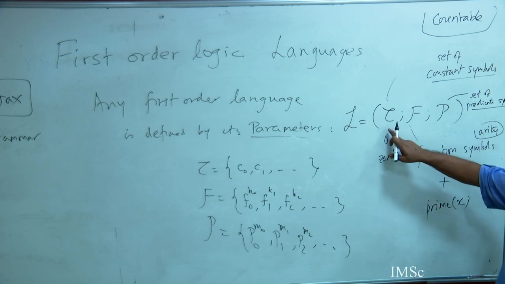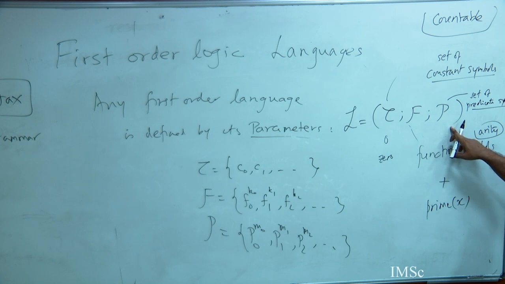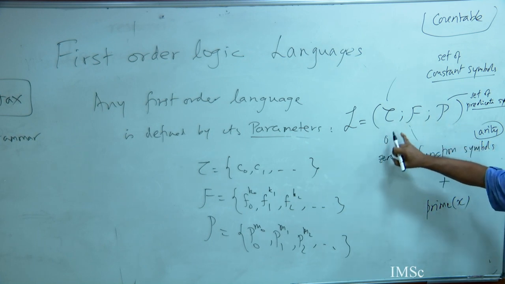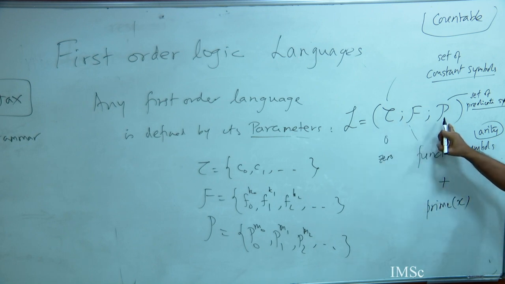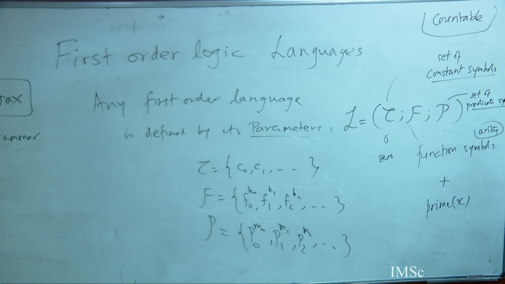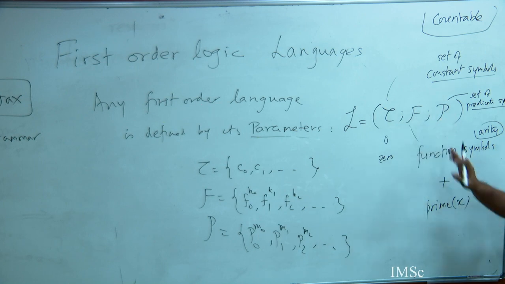The language of arithmetic has all these populated. The language of order has only this populated, not these. The language of groups has only this populated, not these two. And so on. If you start thinking about various languages that occur in mathematics, you will find rich variation. But the point is that this is enough. Shall we move on?